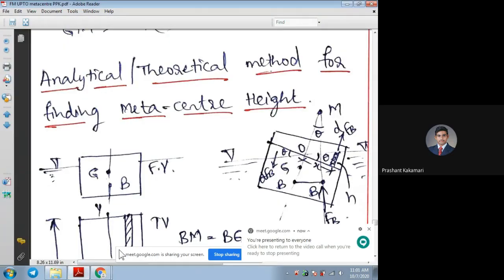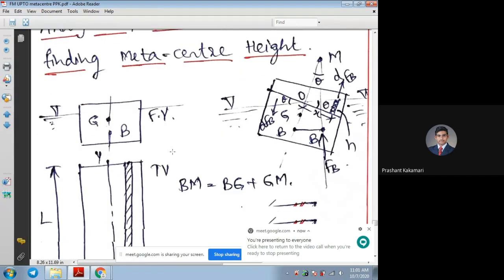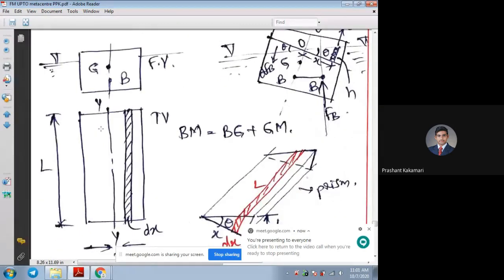So we are discussing finding the metacentric height by taking one example. This body is floating on the given liquid surface. In the front view, we have taken a rectangular shape, and in the top view, we have considered a given length of the body. This is the small thickness we have considered here, dx, for a given length.